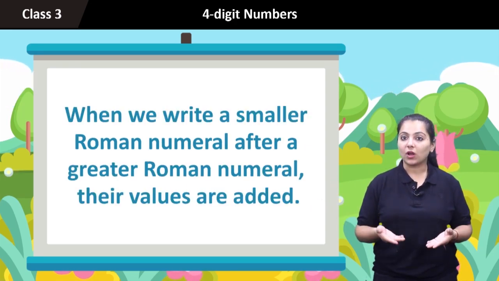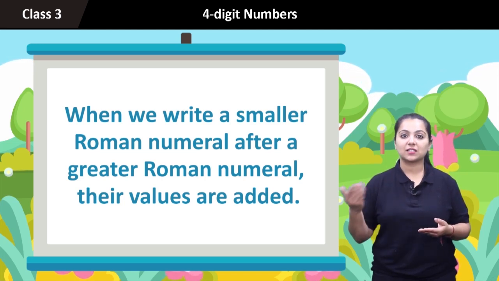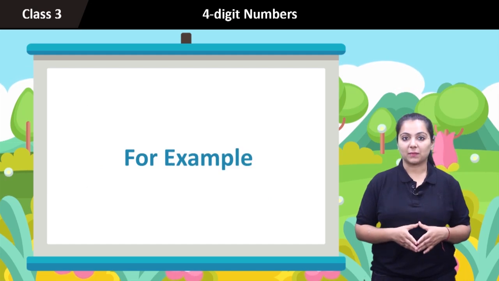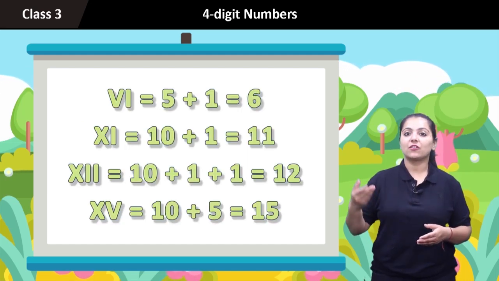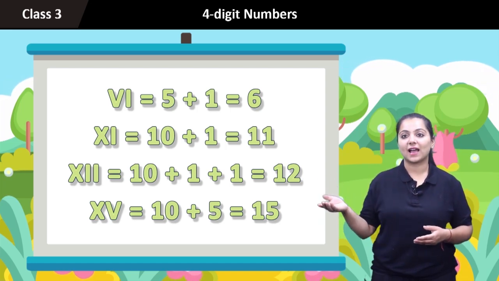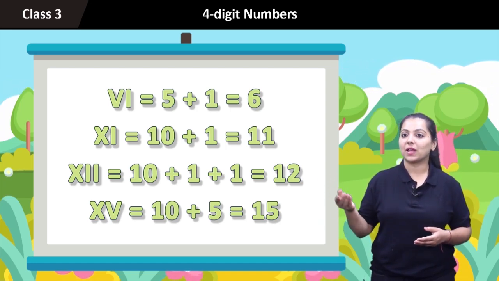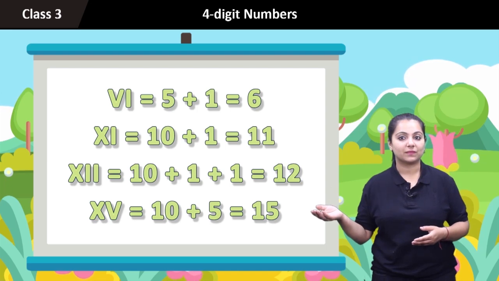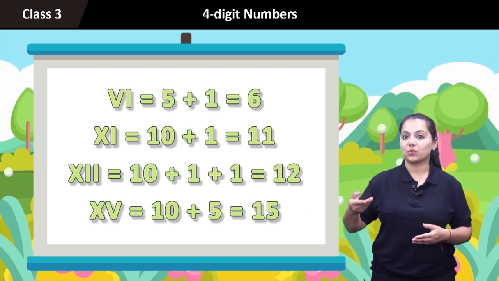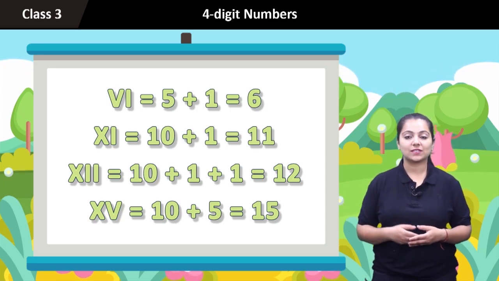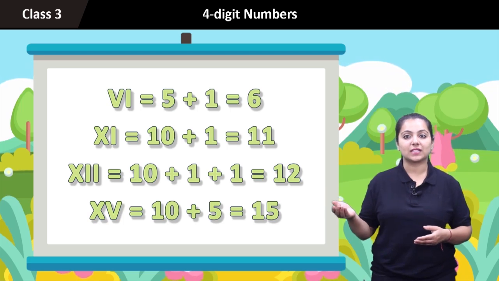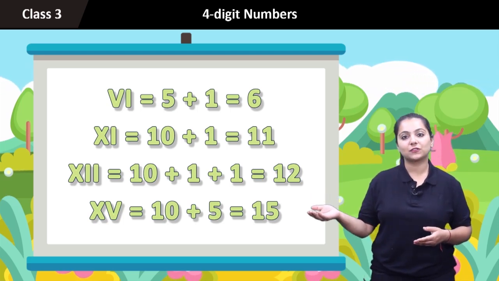Rule 3. When we write a smaller Roman numeral after a greater Roman numeral, their values are added. For example, VI means 5 plus 1, that is 6. XI gives 10 plus 1 equals 11. Now XII, that means 10 plus 1 plus 1, that gives 12. XV is equal to 10 plus 5, that gives 15.